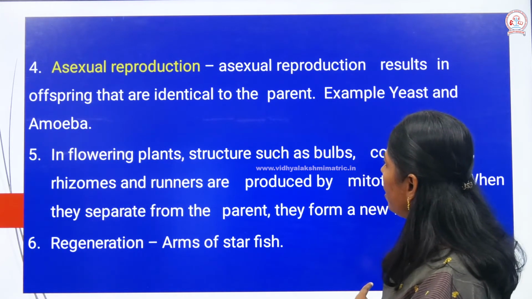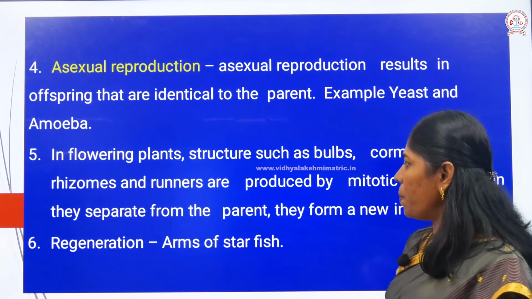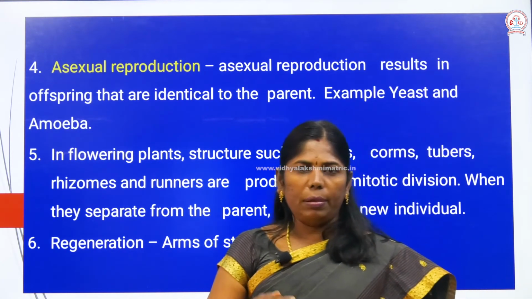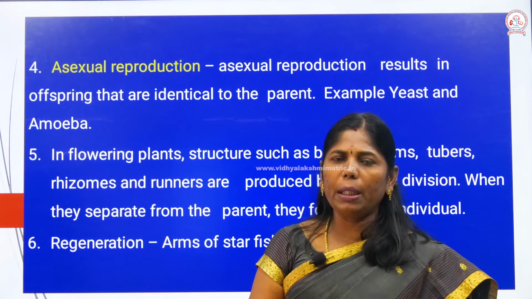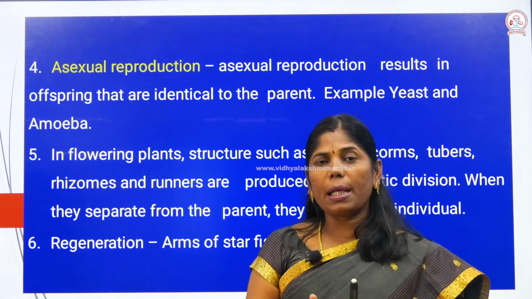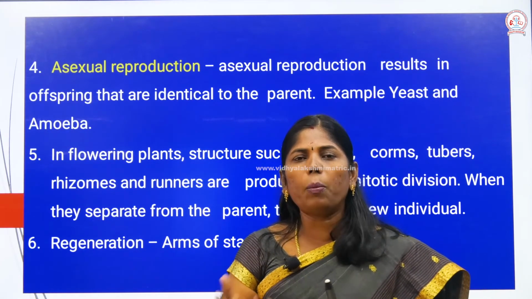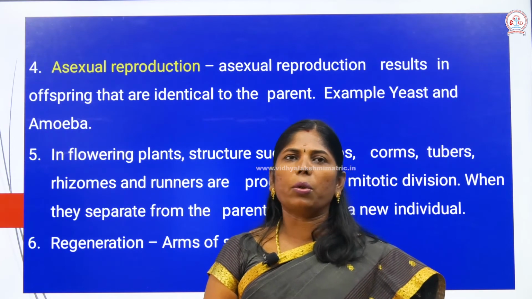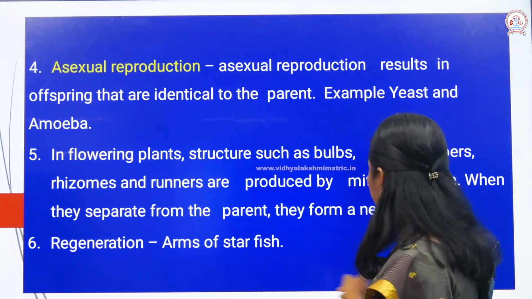Next is regeneration. Regeneration occurs in the arms of a starfish or a lizard. If the tail of a lizard is cut, it will regenerate. Some plants can regenerate even the whole body. They have the capacity to regenerate. So this is the significance of mitosis.